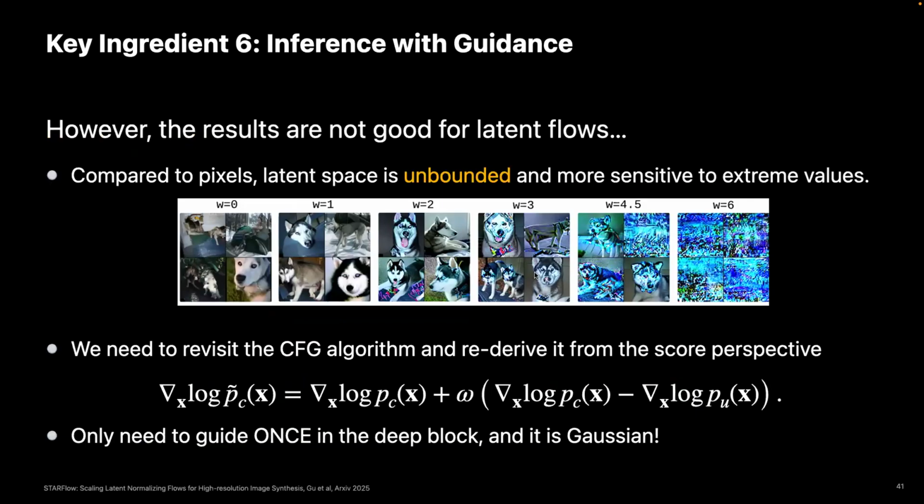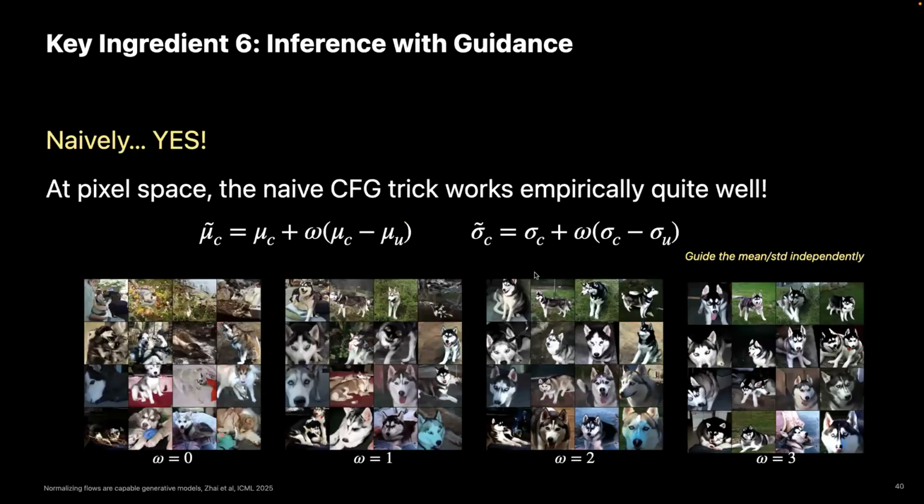I skip a lot of details, but in the latent space, if you just do this naive CFG, you will quickly get very bad generated images. The main reason is that when we do CFG in the flow space, we separately do the guidance over the mean and the variance. This is very different from the diffusion model, where you only have one value, just the mean. Here we have two predicted values, the mean and the variance.